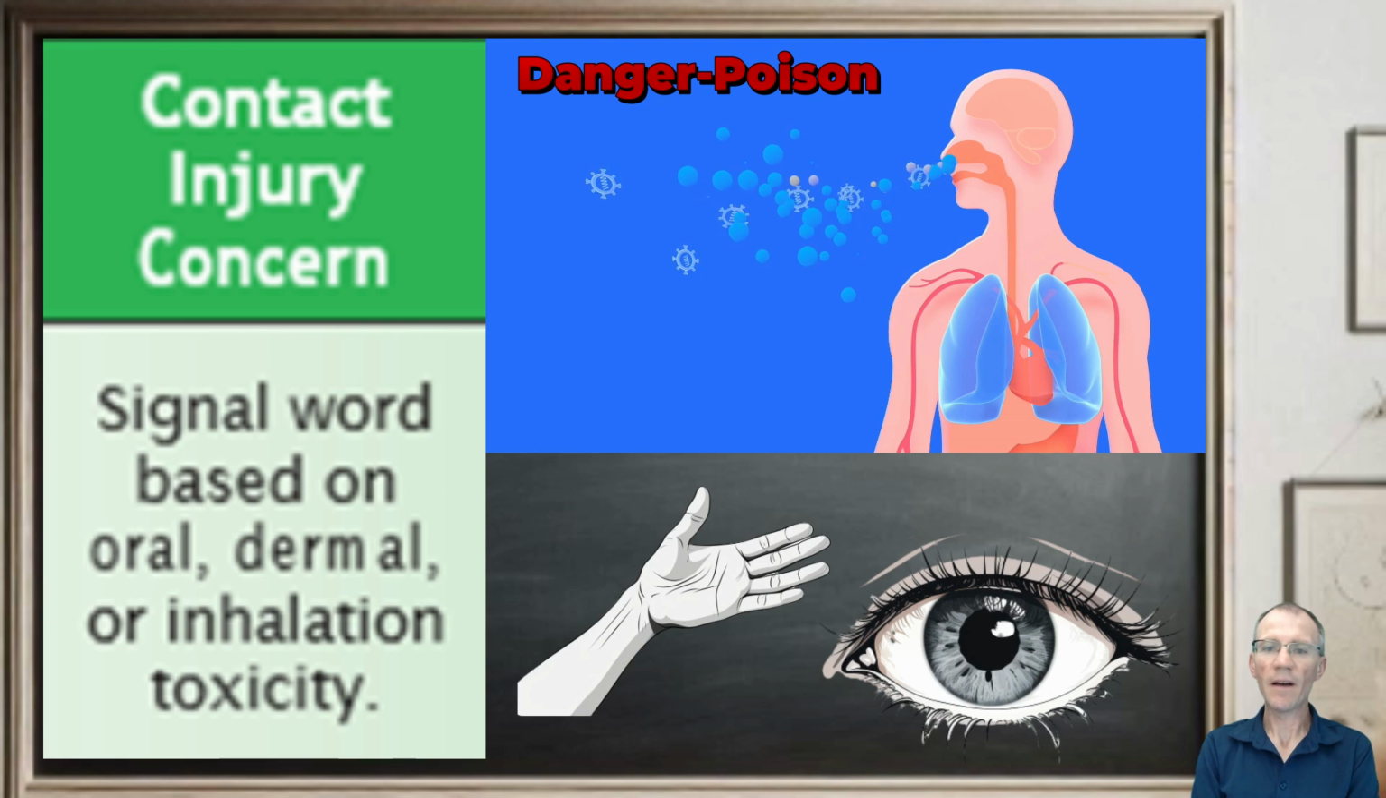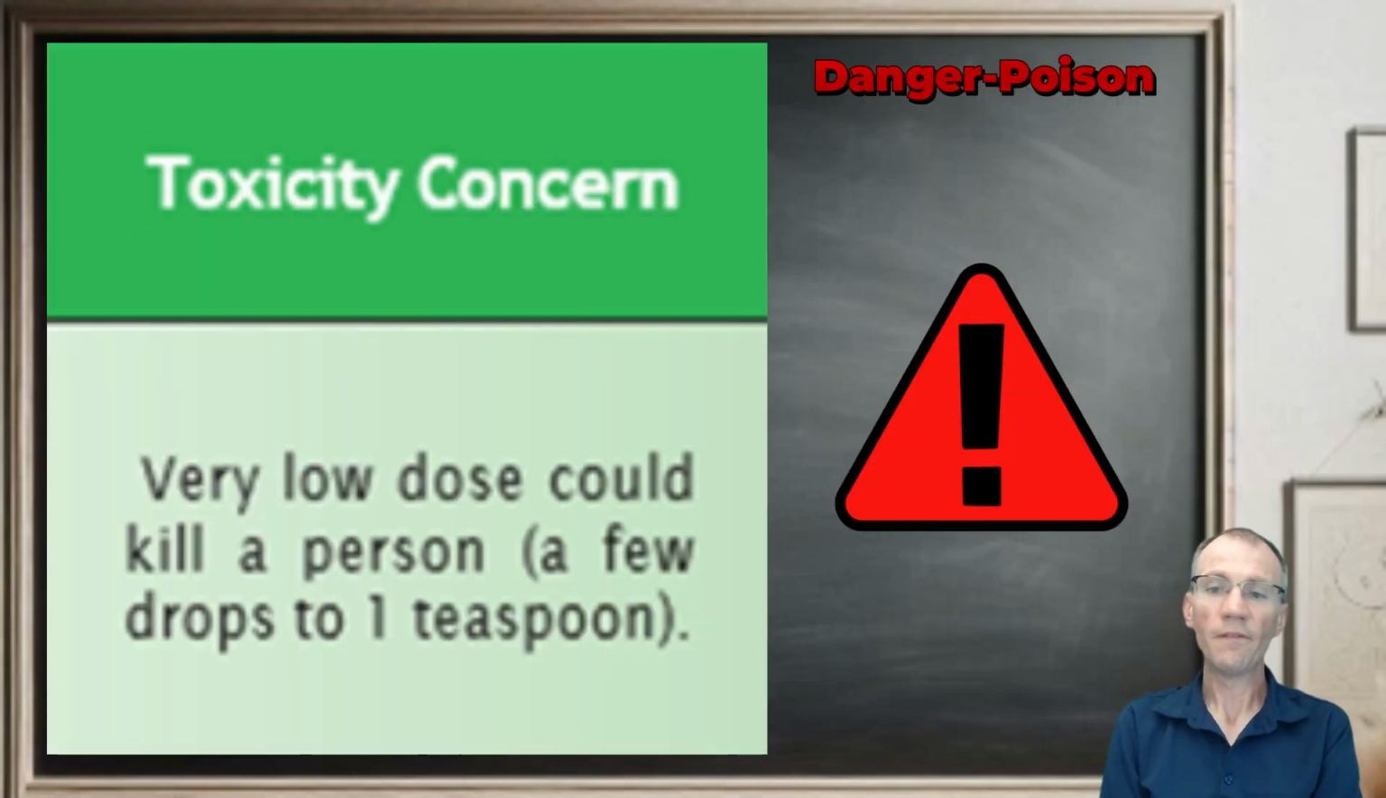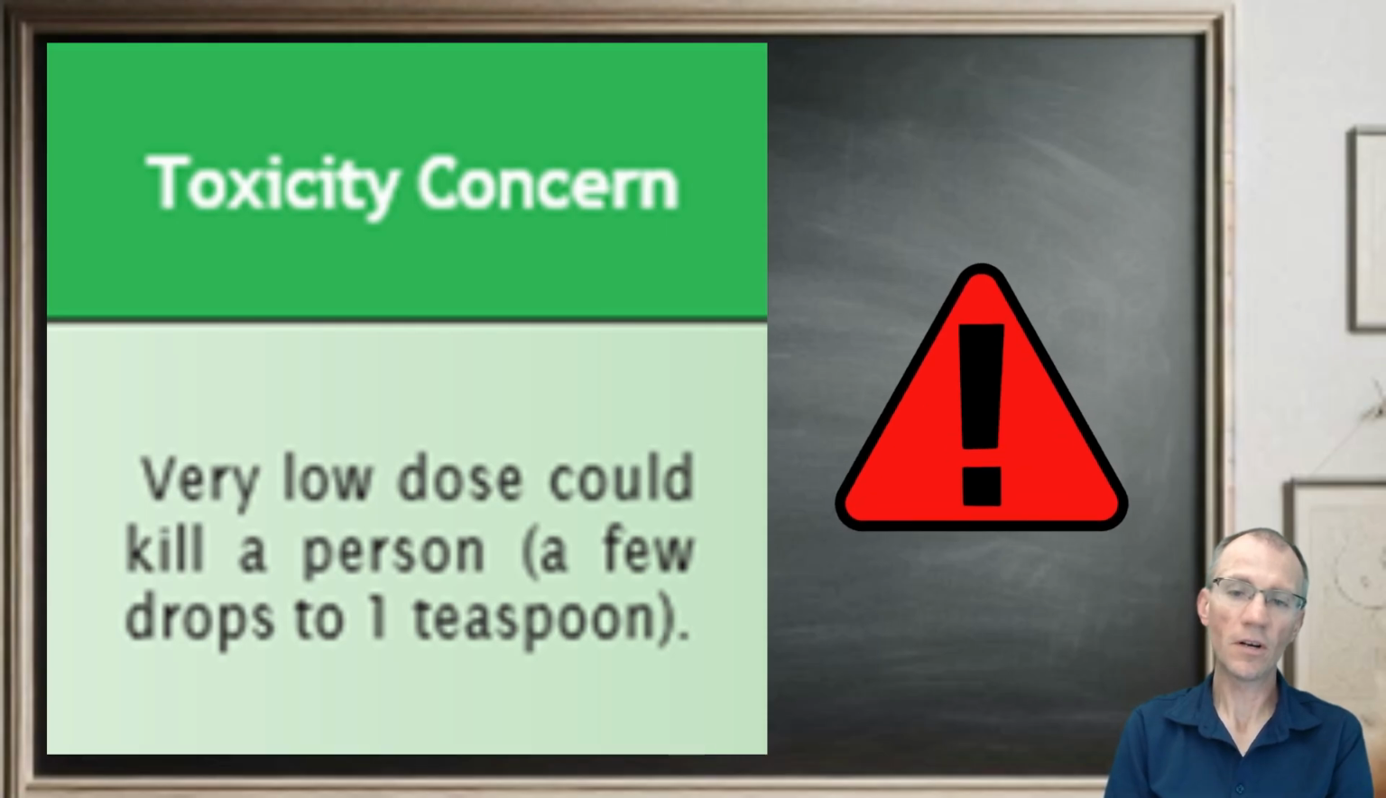milligrams/liters. When thinking about contact injury concern when it comes to danger, dash, poison signal word, this is going to be based on oral, dermal, or inhalation toxicity. But you have to keep in mind finally, with our danger, dash, poison signal word, our toxicity concern is a very low dose could kill a person, a few drops to 1 teaspoon. So obviously, as we can see, and we're going to close out the danger, dash, poison signal word, very low dosages of this can be very toxic to humans.